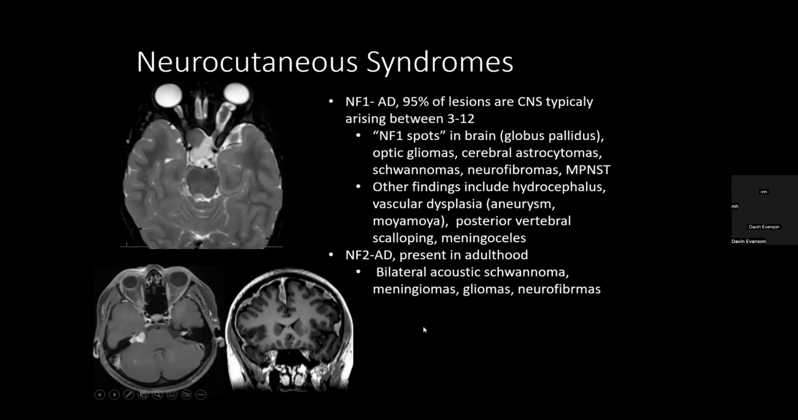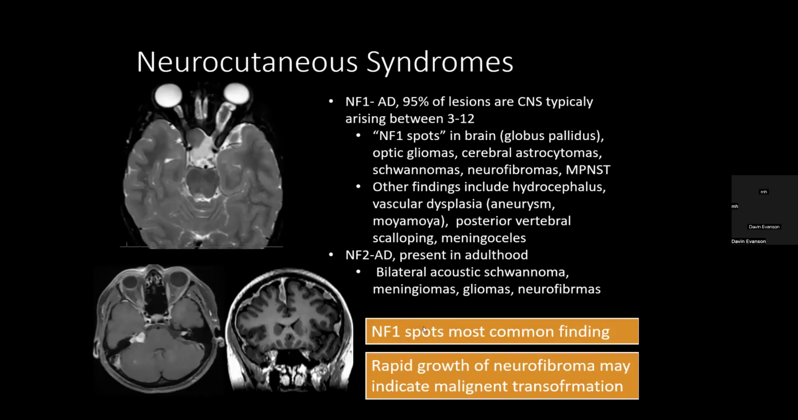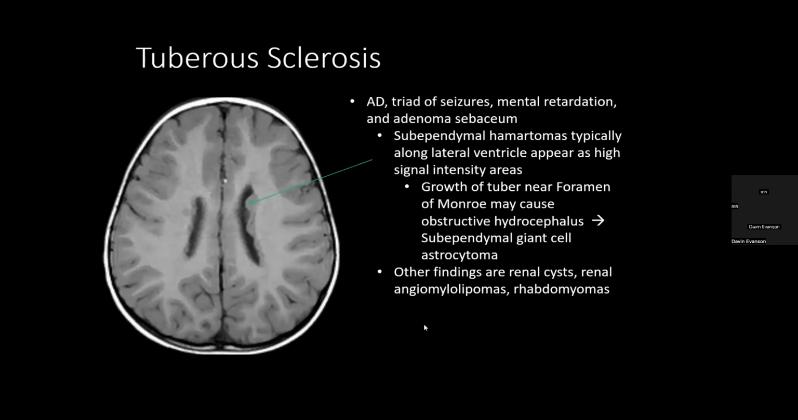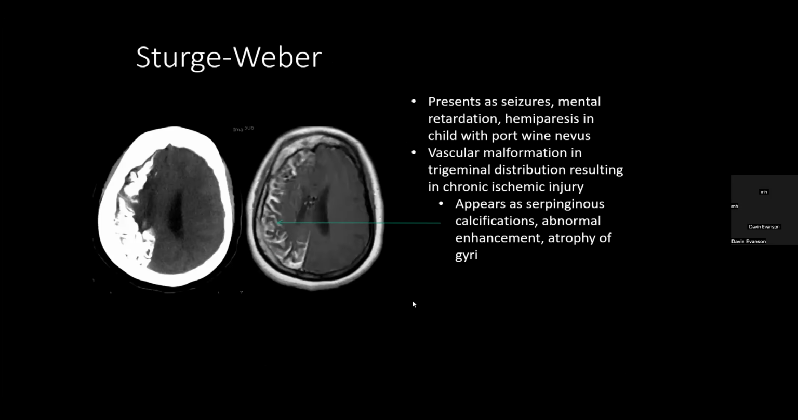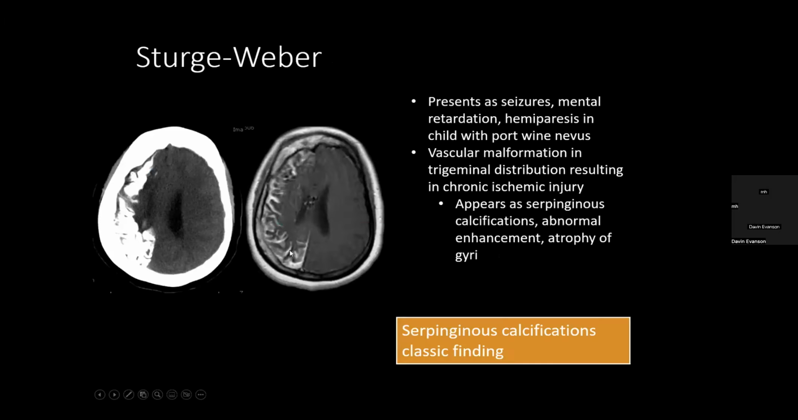So you can read the slides about NF, tuberous sclerosis, and looking at other organ systems, especially with tuberous sclerosis, and the kidneys get renal cysts, renal angiomyolipomas, and we have some great examples in our GU RadPath video for that. Those little tubers there. Sturge-Weber, and realize this is CT, this is MRI, so the bones are bright, but you see all these calcifications. Just see how well we see the calcifications on the CT as opposed to the MRI.